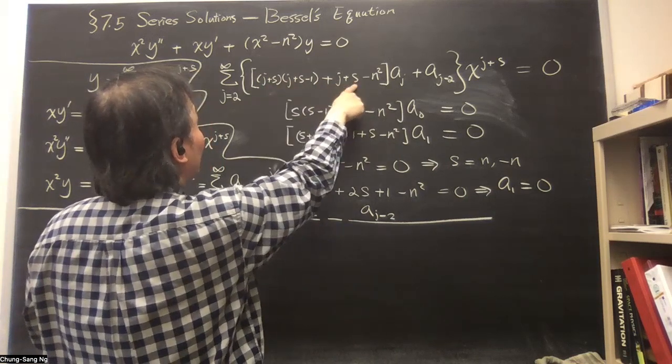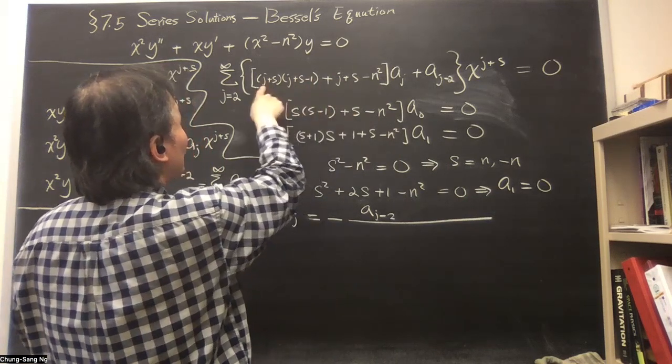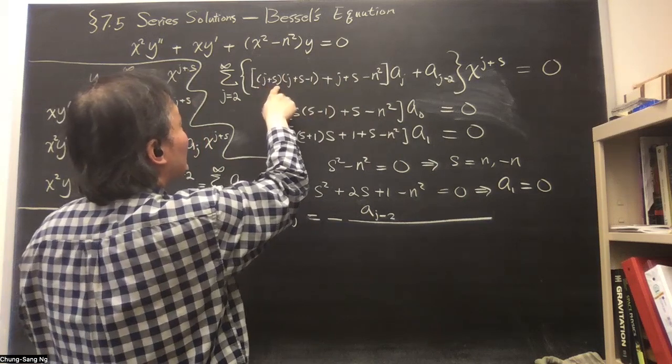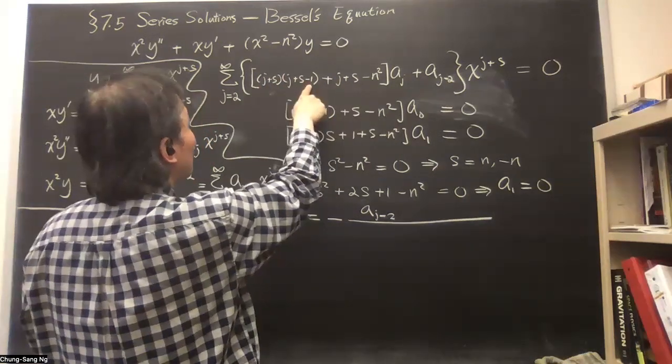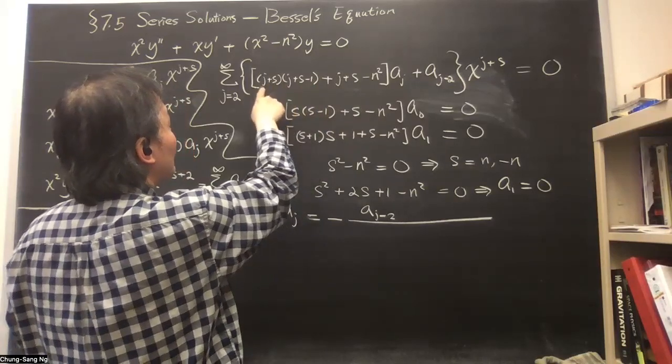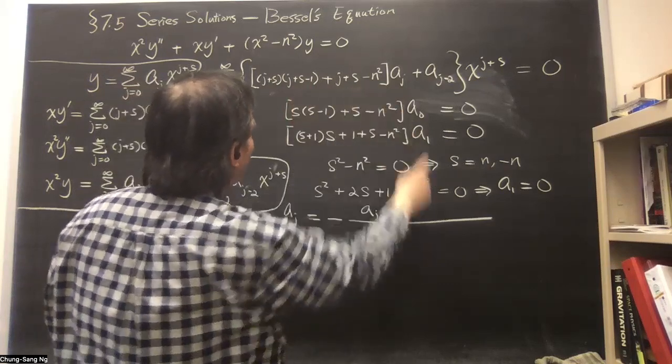You have j plus s here. You have minus 1, and so minus 1 multiplied by j plus s. So this one will cancel with the minus 1 term, so you're left with just (j plus s) squared, right? And then minus n squared.